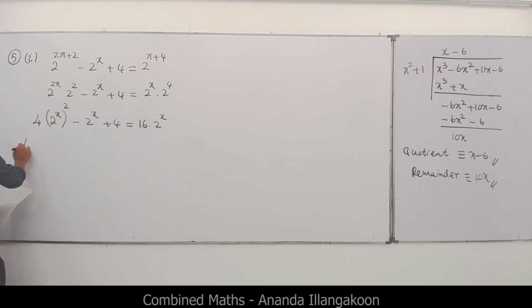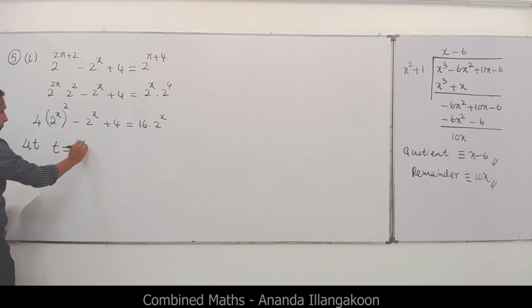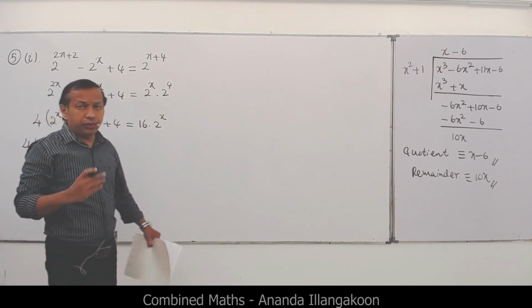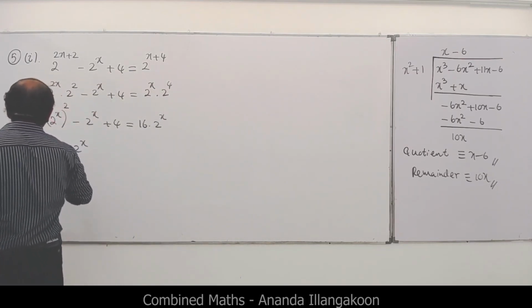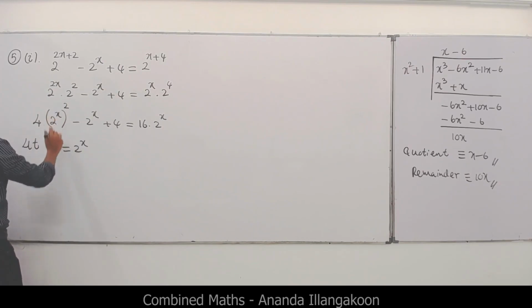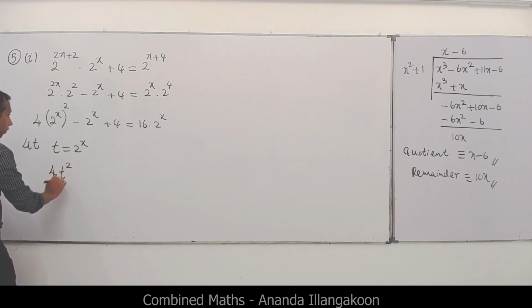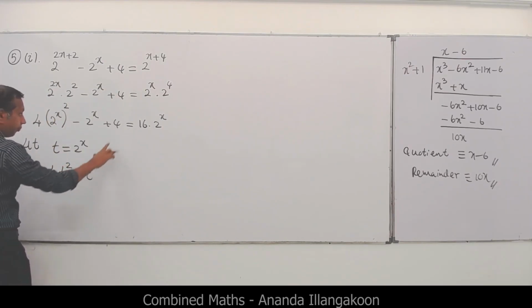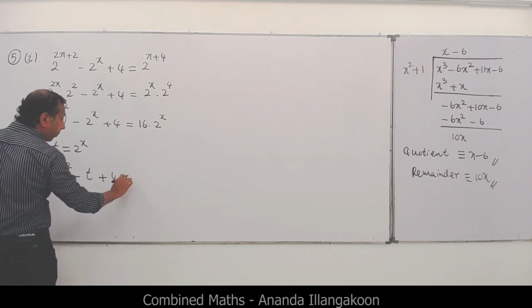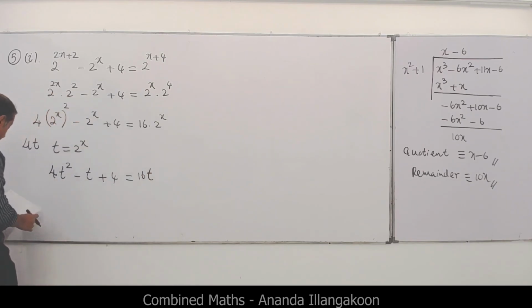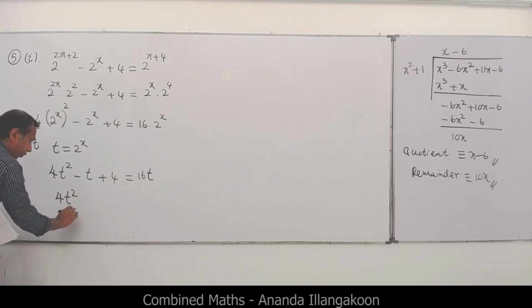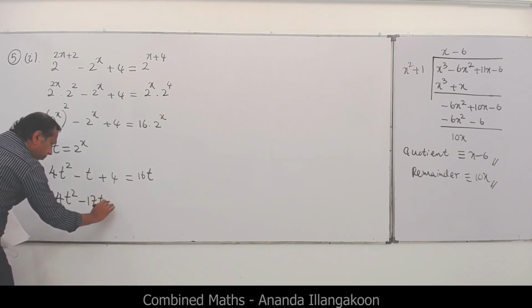2 to the power 4 means 16 into 2 to the power x. Now we take one substitution here: let t equals 2 to the power x. For every 2 to the power x we put t. Then we get here 4t squared minus t plus 4 equals 16t. Now take this to the left hand side: 4t squared minus 17t plus 4 equals 0.